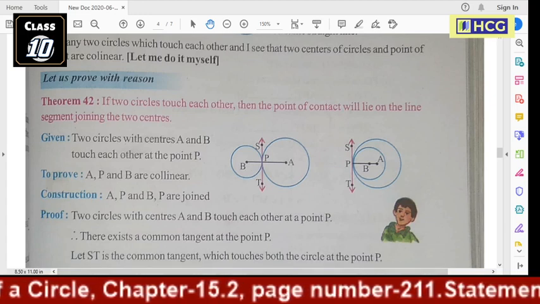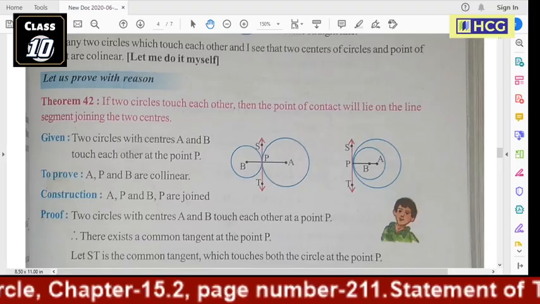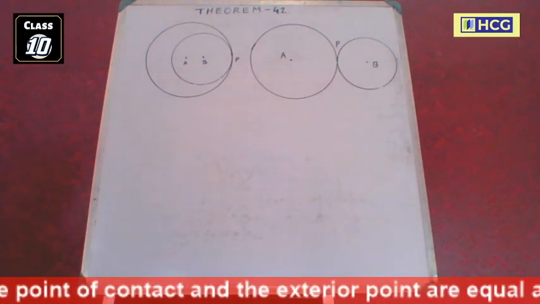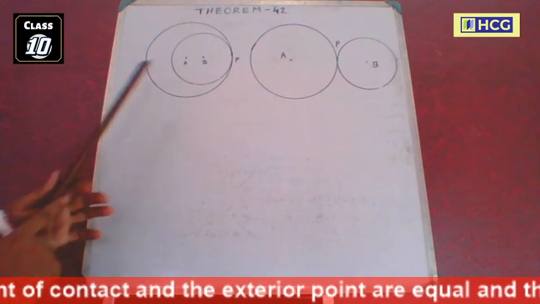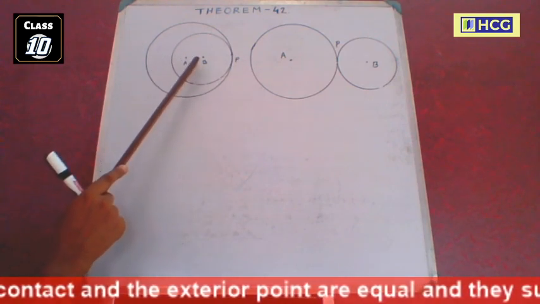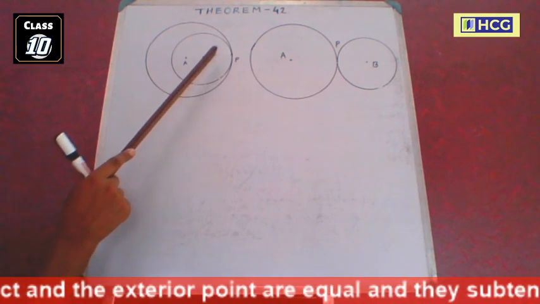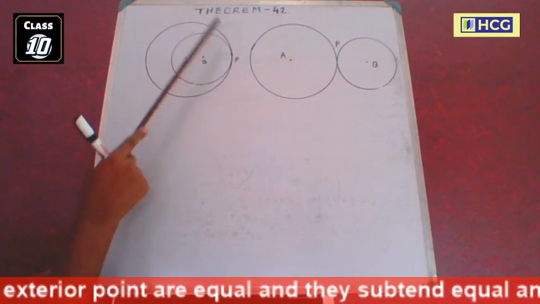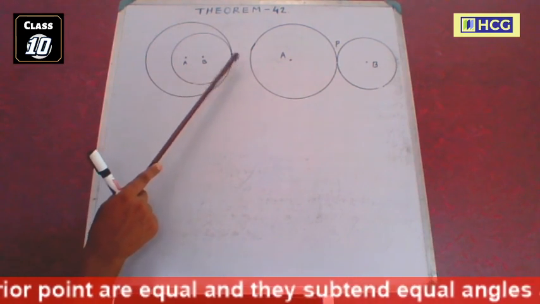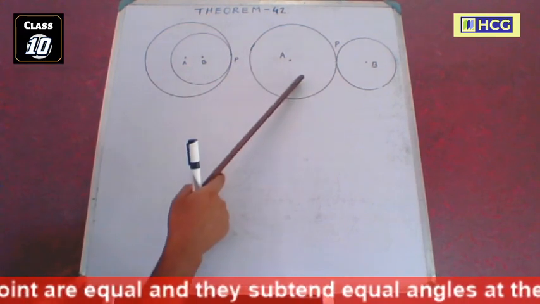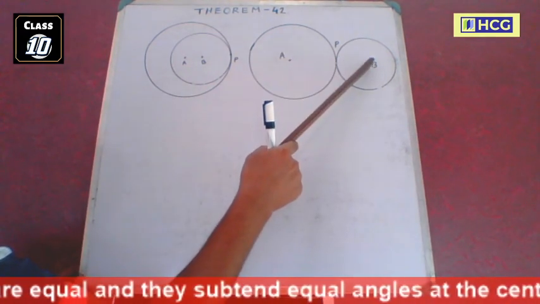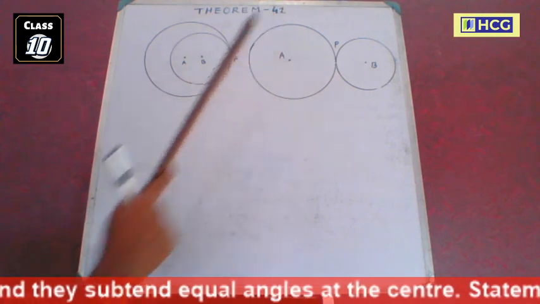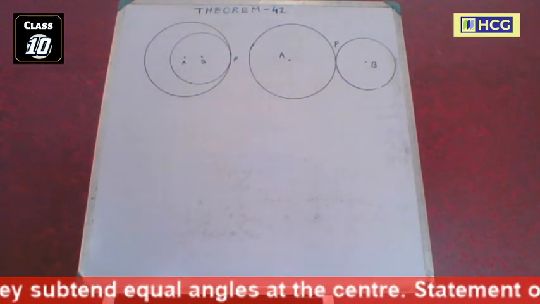Now we draw the figure. We draw two figures. One figure is two circles touching each other internally. The big circle is centered at O and the small circle is centered at B, touching internally at the point P. In the other figure, the circle centered at O and the circle centered at D touch externally at the point P. In both cases, P is the point of contact.